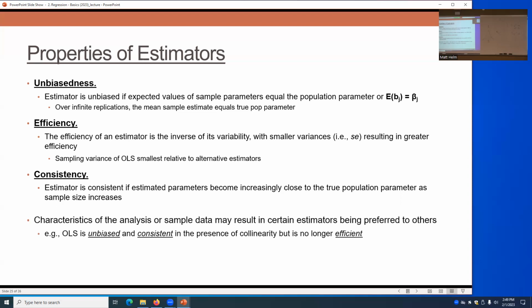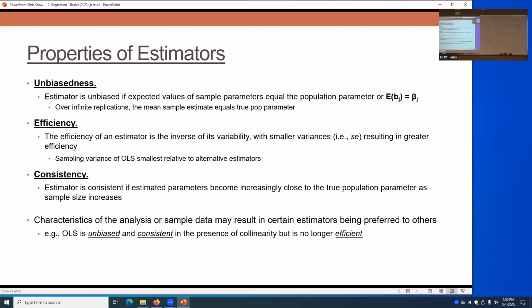Characteristics of the analysis and sample data result in certain estimators being preferred to others. For example, here, OLS is unbiased and consistent in collinearity, but it's no longer efficient. The problem is, if I have predictors that are highly correlated, all my coefficients are still unbiased and still consistent. As my sample size gets larger and larger, they're going to get closer and closer to the true population value, but it's no longer efficient.